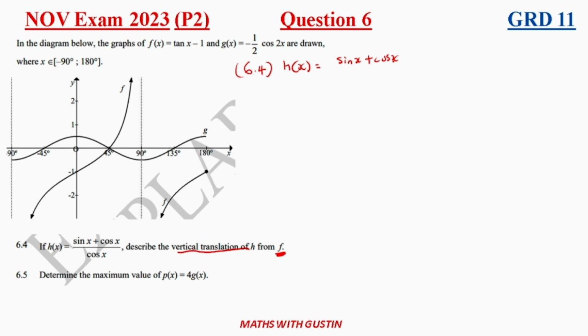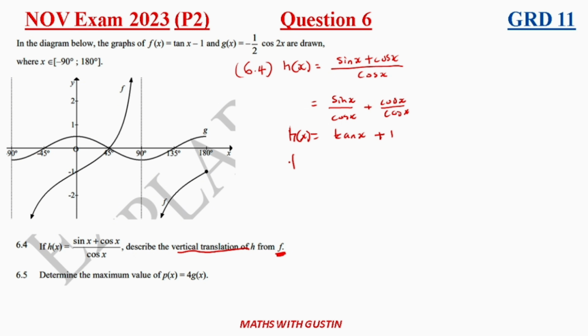Okay, all right, f of x, it was tan x minus 1. So let's see cos. So what we can do here, let's try to simplify this. This is sine x all over cos x, plus cos x all over cos x. So sine over cos is going to give us tan x, and therefore cos over cos will give us 1. Therefore this is what h of x is.